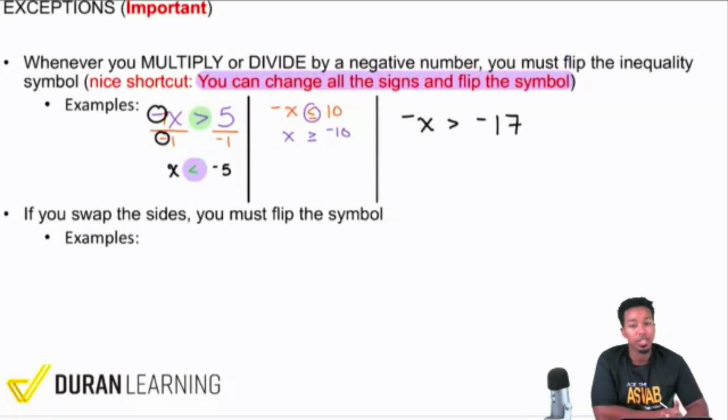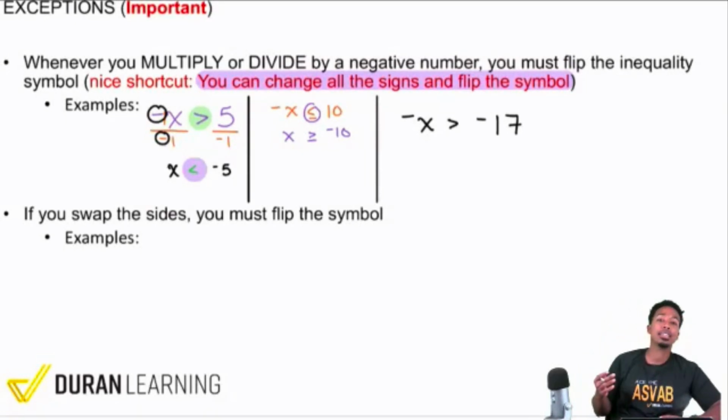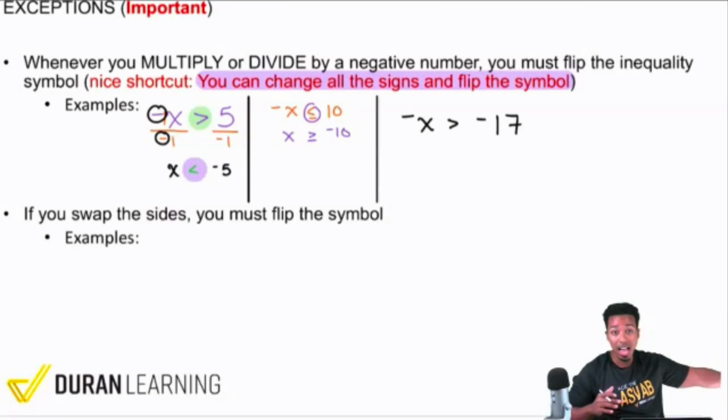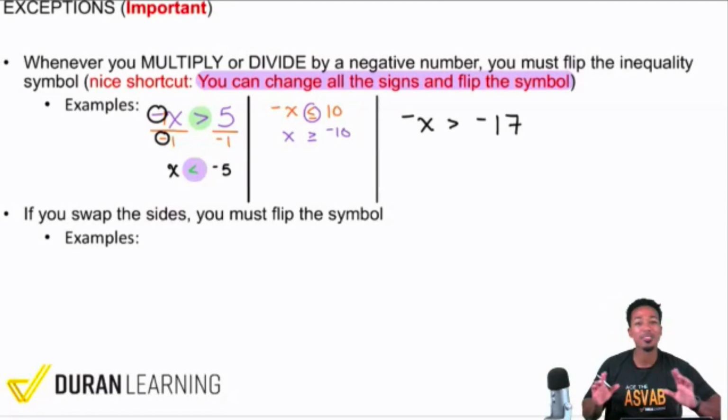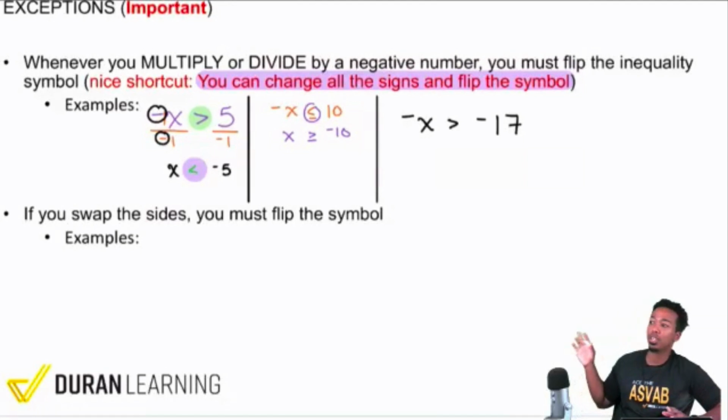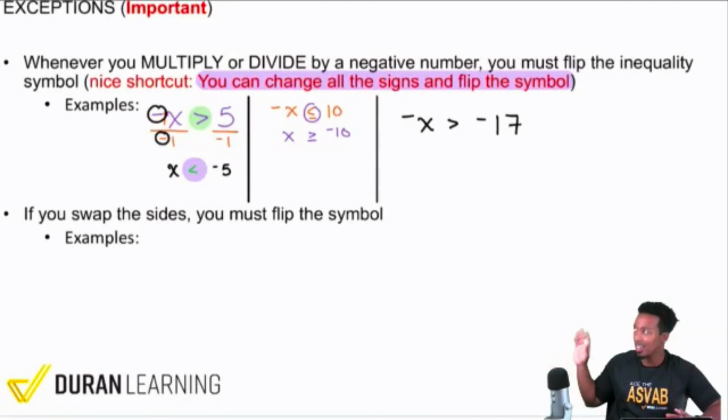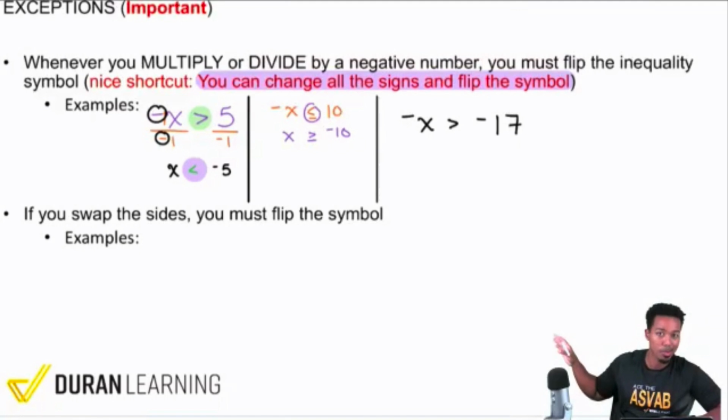That's right. So what you're going to do, again, if you want to get rid of a negative, just change everything's sign and flip the symbol. That is it. That's all we have to worry about here. This is one of the few key moments where I'll say it's okay to memorize.